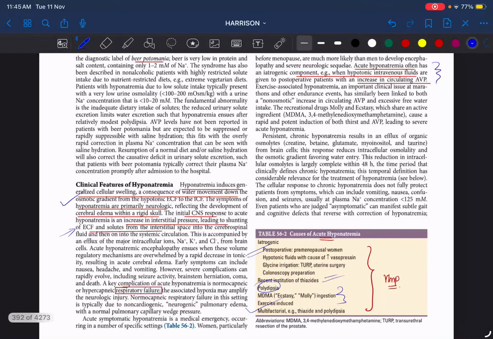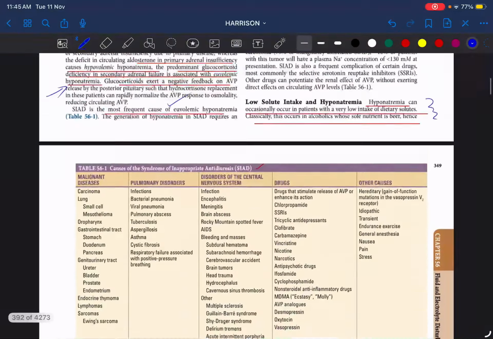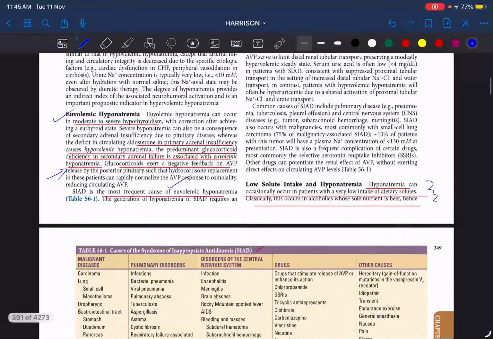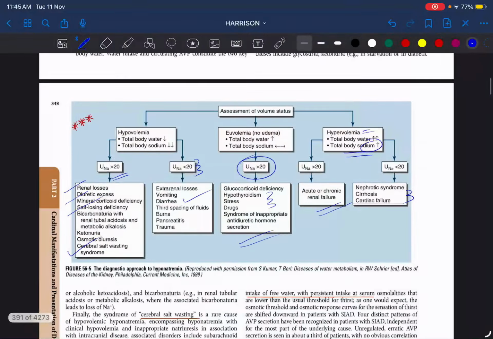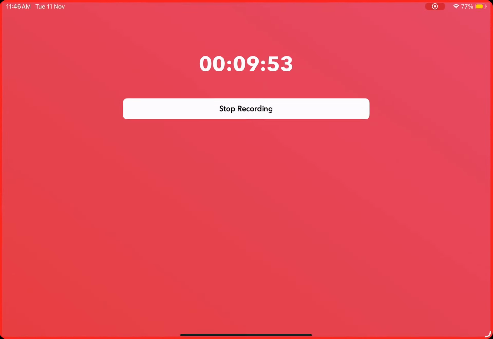Then coming to clinical features, it is CNS involvement, respiratory failure, and cerebral edema. And beer potomania is because of low solute intake. And remember this table: hypovolemic, euvolemic, and hypervolemic. Hypervolemic hyponatremia is the only condition where the total body sodium is high despite there being hyponatremia. When it comes to hypovolemic hyponatremia, remember mineralocorticoid deficiency; pure glucocorticoid deficiency and SIADH are euvolemic. SIADH is one of the most common causes of euvolemic hyponatremia. For detailed information about SIADH, I strongly recommend you watch the separate video on my playlist.